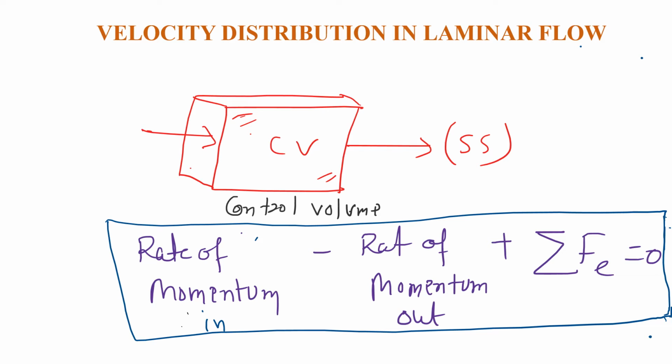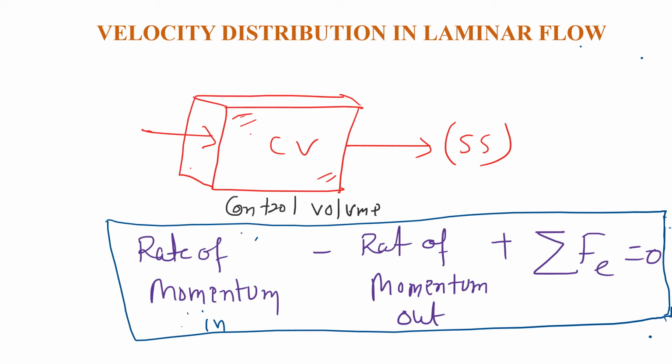A control surface has no mass of its own, so anything that comes in must go out. The control surface is only used to define what the control volume is, which has a fixed mass. So the conservation equation for a control surface would be: rate of momentum in minus rate of momentum out is equal to 0. There are no unbalanced or external forces acting on it because it has zero mass.